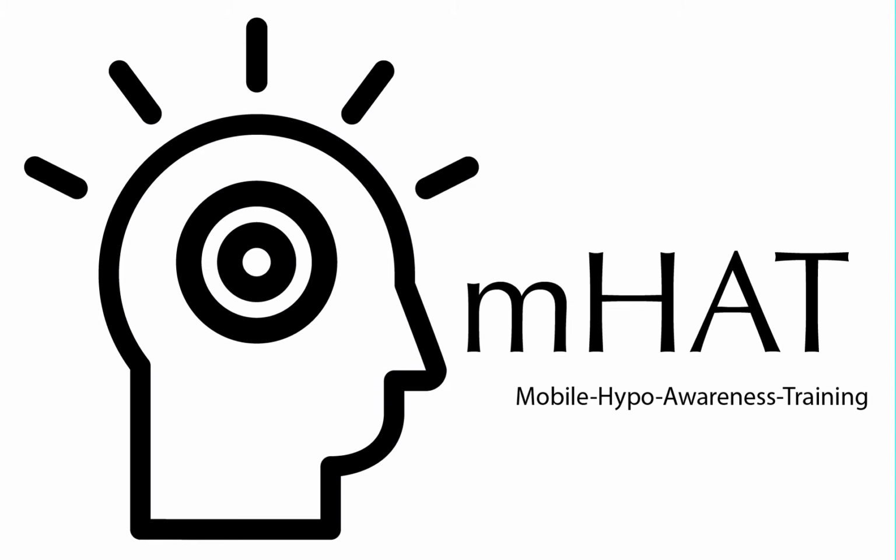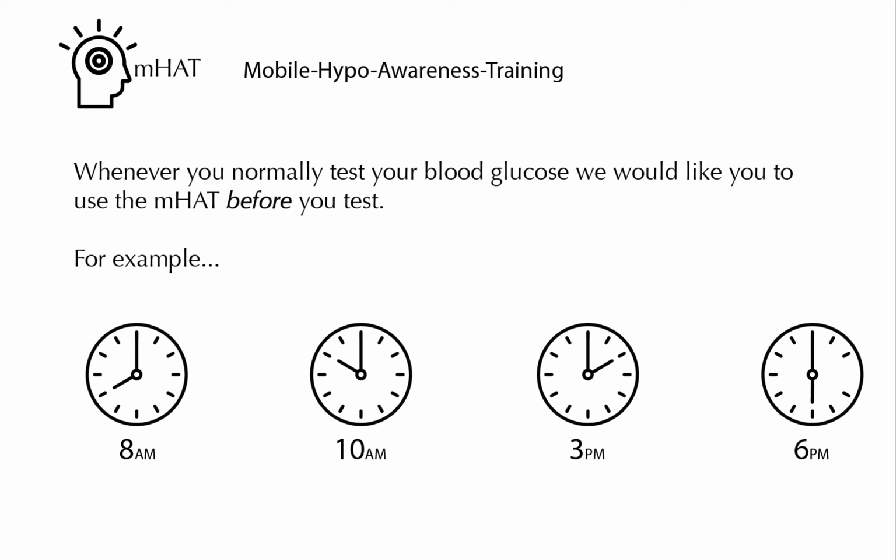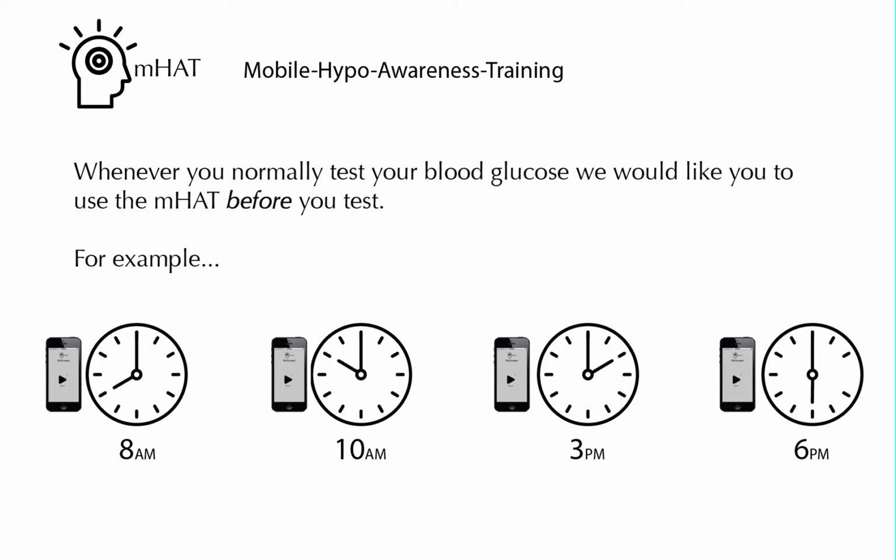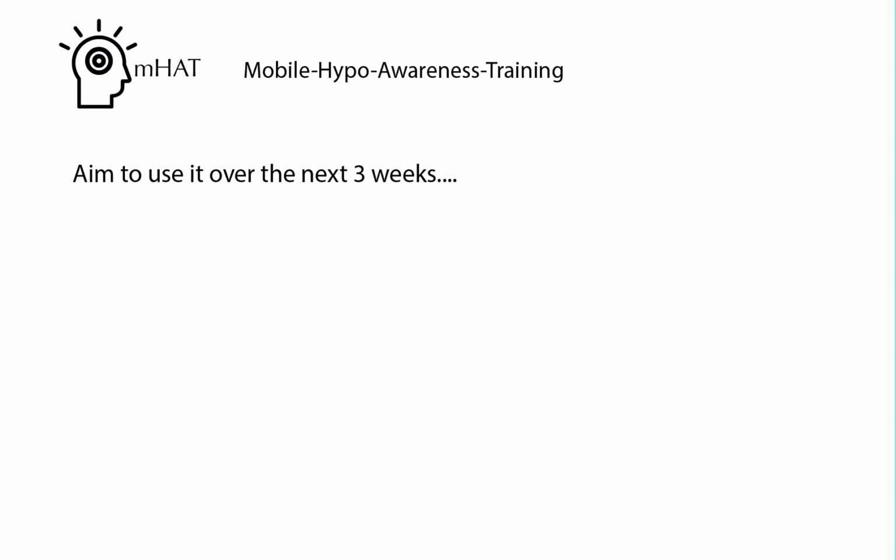After you have installed the app on your phone, we would like you to use it before you check your blood glucose. For example, if you were to check your blood glucose at 8 AM, 10 AM, 3 PM and 6 PM, we'd like you to use the app at these times just before you perform the check. It will work best if you can use the mHAT app for 3 weeks. The more you use it, the more you will get out of it.